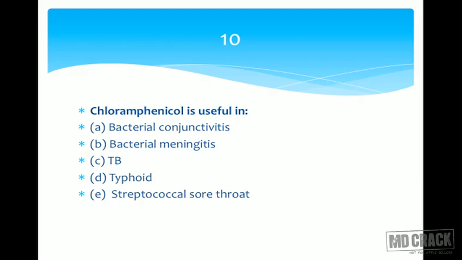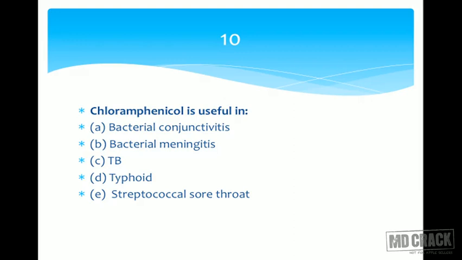So if at all we want to use chloramphenicol, we would think of using it for very serious infections when the infections are not going to respond to the routine line of drugs, or we could think of using it for local uses. Now options are bacterial conjunctivitis, bacterial meningitis, tuberculosis, typhoid, and streptococcal sore throat. One thing is simple, it's not an anti-tuberculous drug, and as far as typhoid fever is concerned, the organisms are resistant to chloramphenicol. So tuberculosis and typhoid fever is gone.